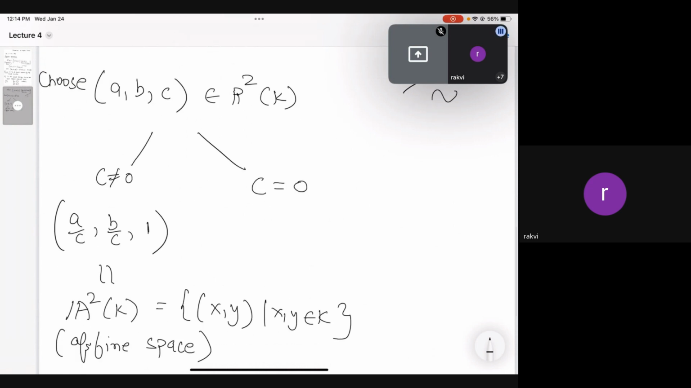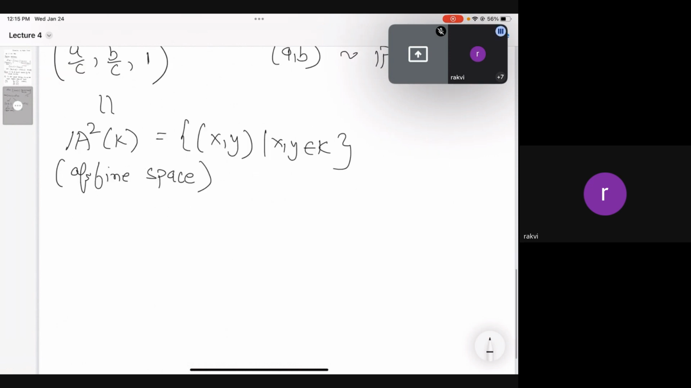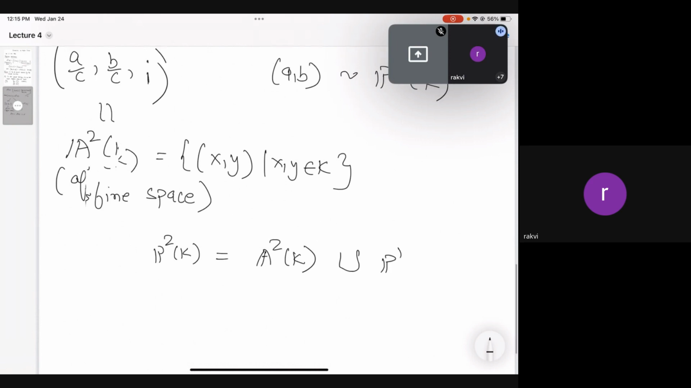If C is 0, then my tuple simply becomes (A, B), and you can identify this with a copy of P1 sitting here, P1 of K. Because now I don't have to consider the third coordinate, right? I'm just down to two coordinates. So P2 of K can be thought of as the union of two things: a copy of affine space and this copy of P1 sitting in there.